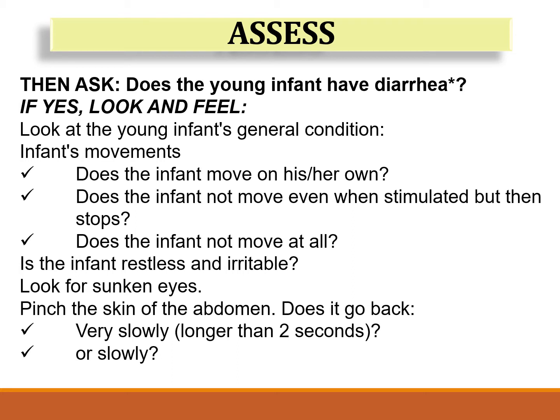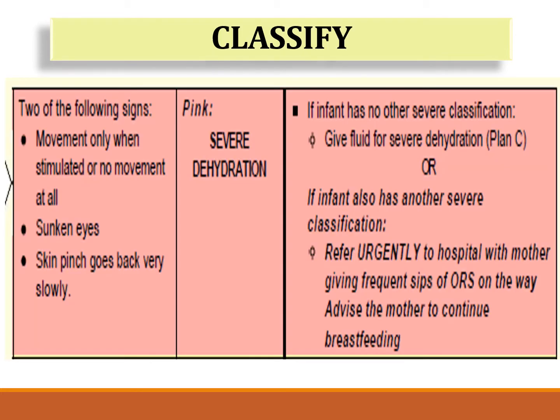Look for sunken eyes. Does the skin on the abdomen go back very slowly, longer than 2 seconds, or slowly? So you classify it to the pink row as severe dehydration with two of the following signs, in the background of diarrhea: movement only when stimulated or no movement at all, sunken eyes, skin pinch goes back very slowly.